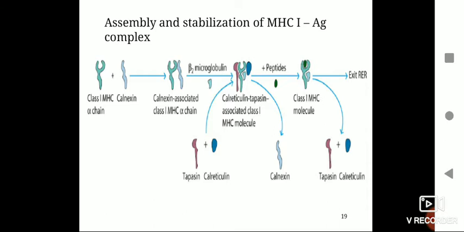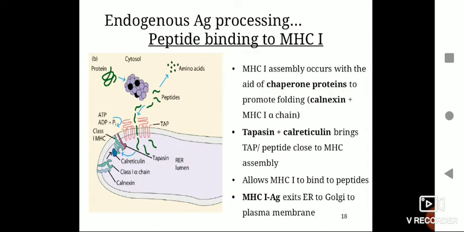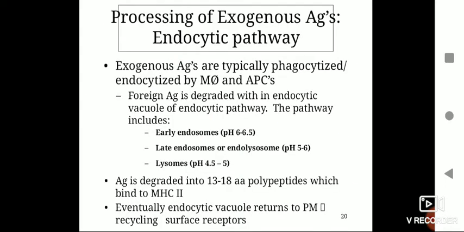the alpha chain. On binding of the peptide, the tapasin and calreticulin will be dissociated, leaving only the class 1 MHC molecule-peptide complex. This will then leave the endoplasmic reticulum and enter the Golgi apparatus. From there, through small globules, they will be expressed on the plasma membrane. So that is about the cytosolic pathway.